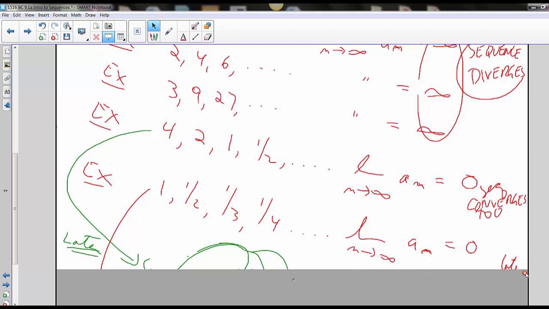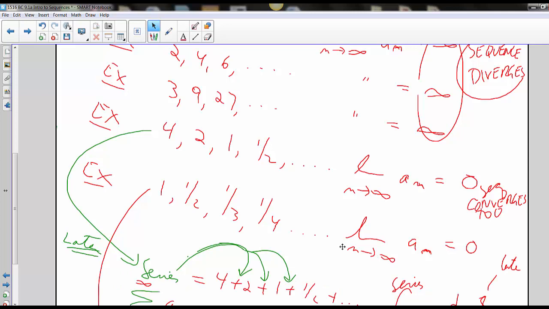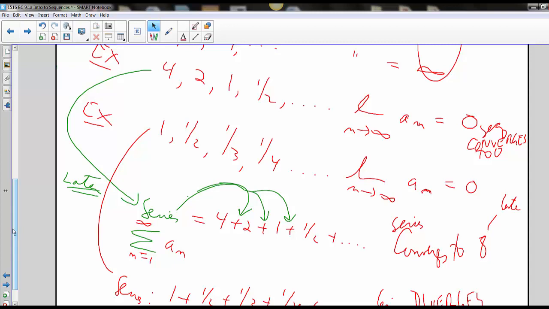What's interesting about these two examples is that later when we talk about series and add these terms together, 4 plus 2 plus 1 plus a half, that series is actually going to converge to the number 8. The sum is just going to get closer and closer to 8. It'll never go beyond 8. And that's something we'll look at later.